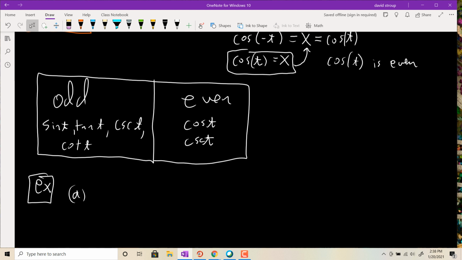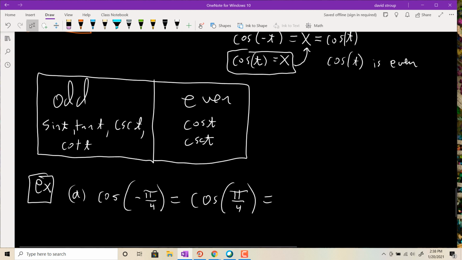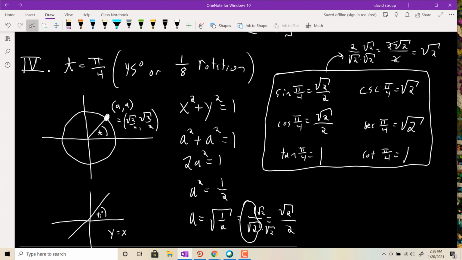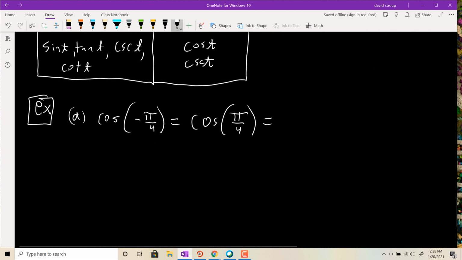Okay, so we can use this then to evaluate more angles. In particular, the cosine of negative pi over 4. So the cosine of negative t is equal to the cosine of positive t. So instead of cosine of negative pi over 4, you could write cosine of positive pi over 4. And we know the cosine of pi over 4 from above, and we're going to have this memorized as well. The cosine of pi over 4 is root 2 over 2. So you may need to make note cards or flashcards and get it memorized.